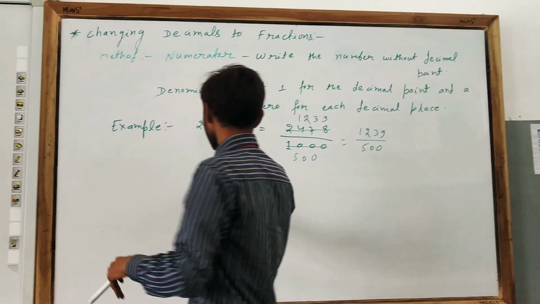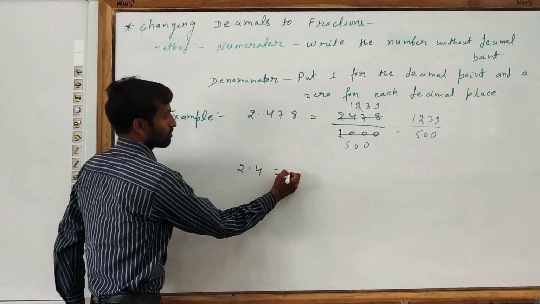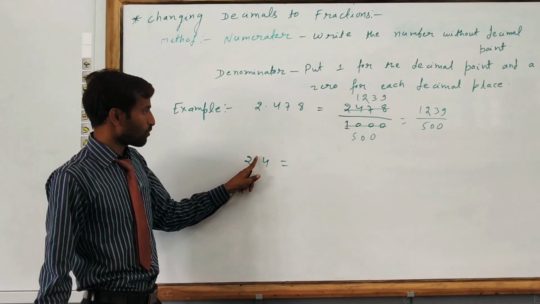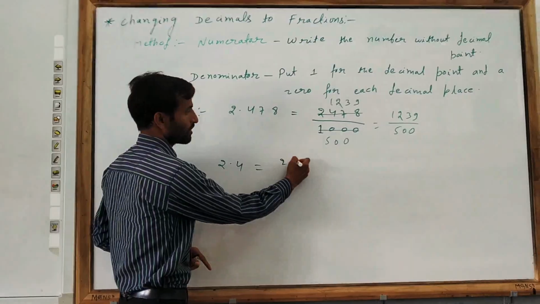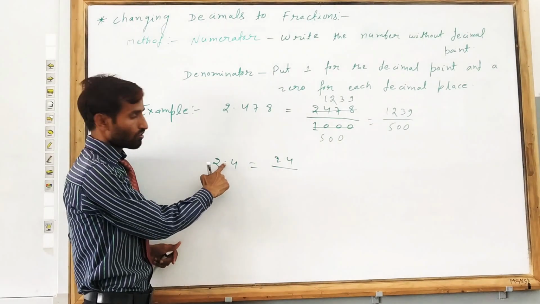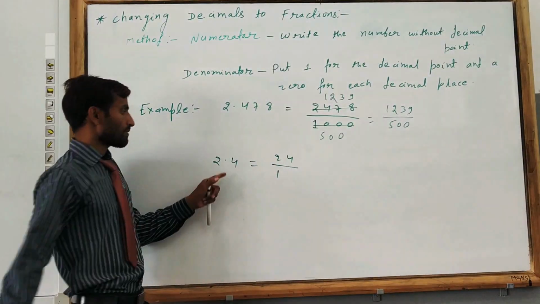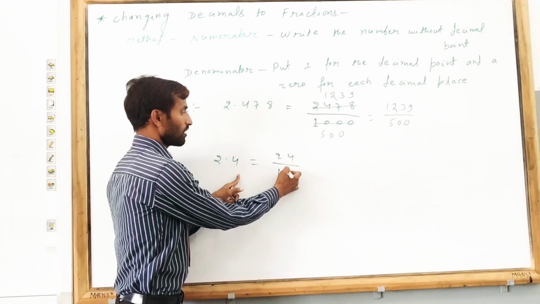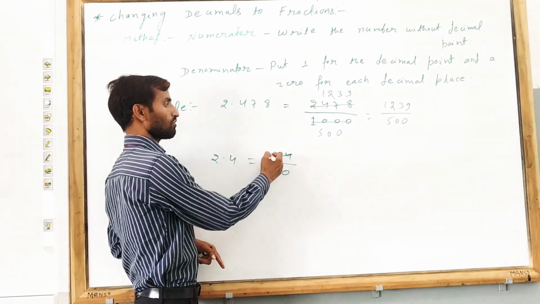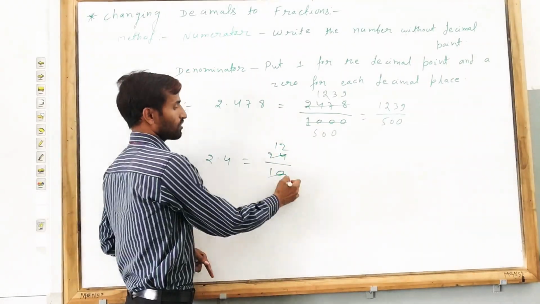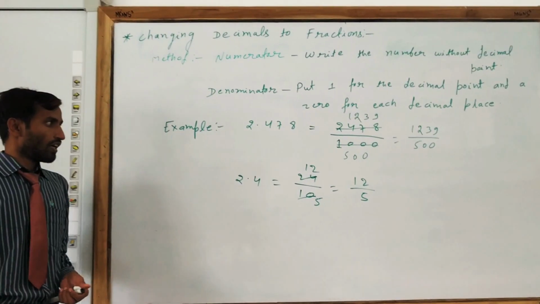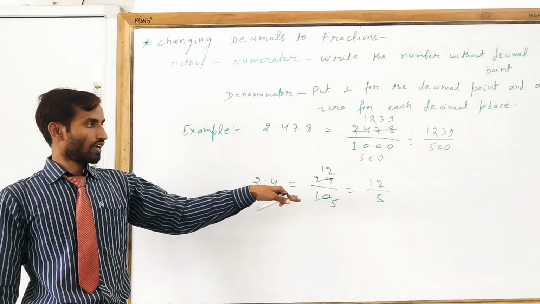Like that, you can take one more example, 2.4. Just copy it without the point: remove the point and 24 will come. Then in the denominator, in place of the point put 1, and since there is 1 digit after the point, put one 0, so 10. Next, cancel out: 24 divided by 2 is 12, and 10 divided by 2 is 5. So the answer is 12 upon 5. Like that, you can convert any decimal to a fraction.